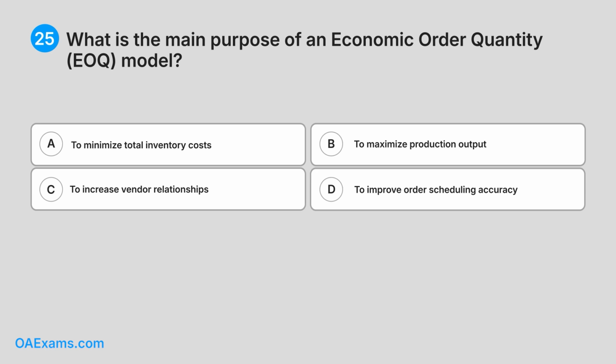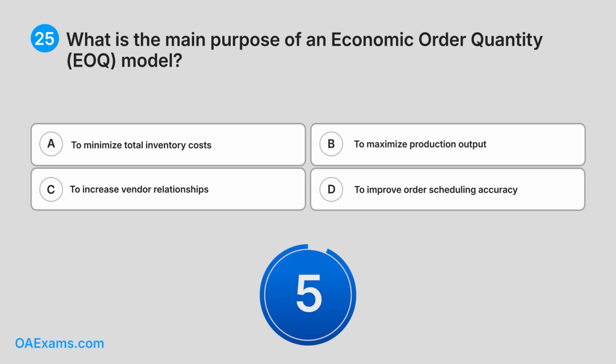A. To minimize total inventory costs. B. To maximize production output. C. To increase vendor relationships. D. To improve order scheduling accuracy. Can you guess the answer?